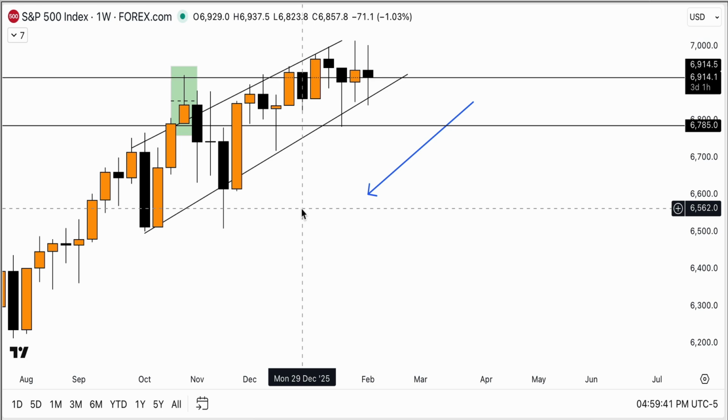But that's it for this video, and just trying to show that this ES setup, especially on the weekly, to me looks simply like a smart money trap.